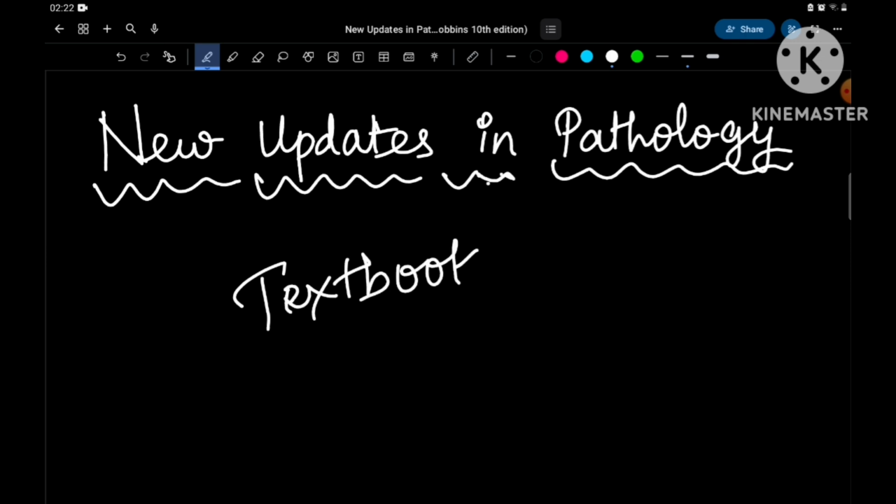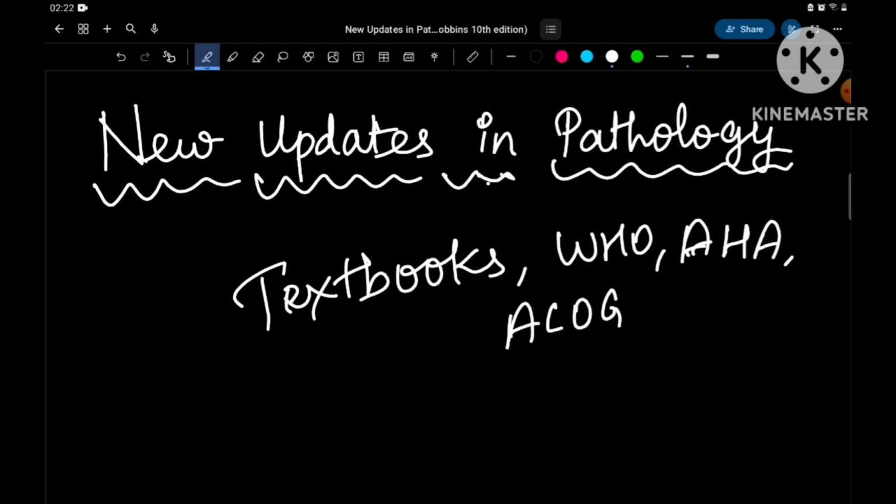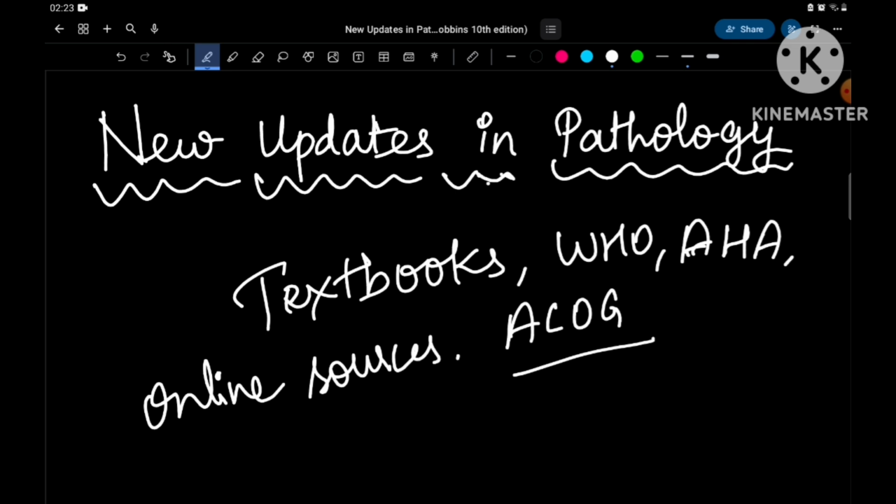But there are other sources, like organizational sources. What are organizational sources? The standard organizations like WHO, or associations like the American Heart Association, ACOG, right? These organizations might give updates. So we can learn from their sources, and also from online standard sources and from journals, guys.